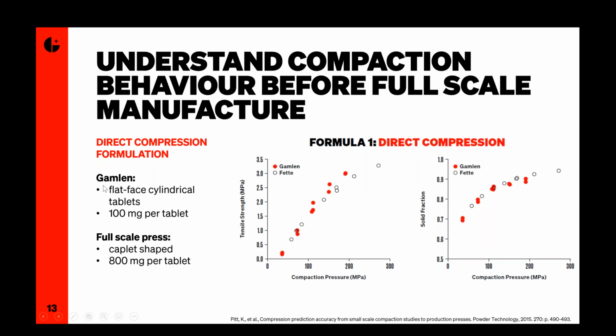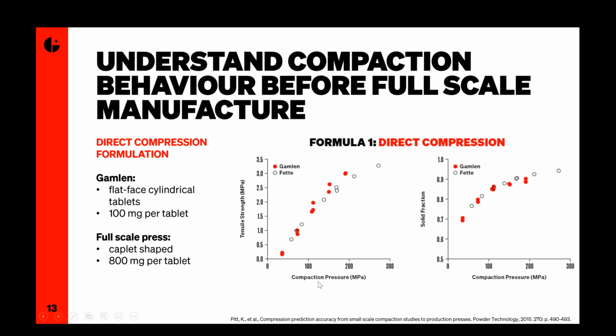On the Gamlen, our tablets are always flat-faced cylinders. We can do different sizes, different diameters of cylinder, but they're always flat-faced cylinders. And here he was using 100 mg of the formulation per tablet, while on the full-scale tablet press, the tablets were capsule-shaped and 8 times larger at 800 mg.